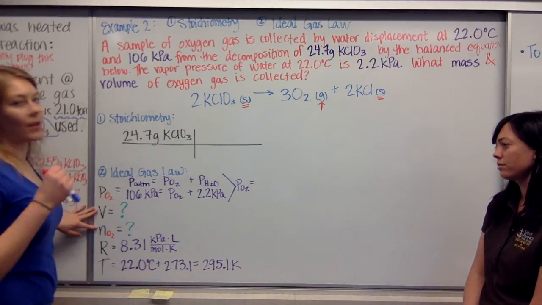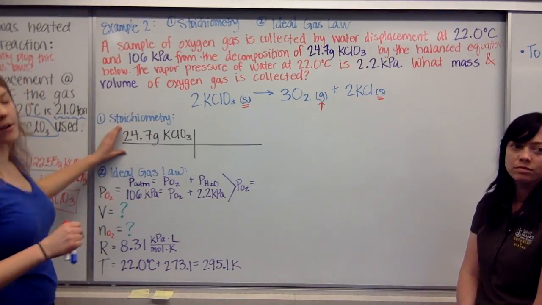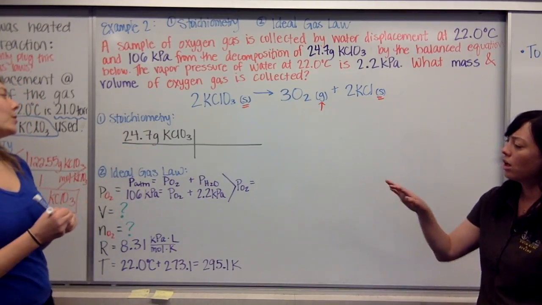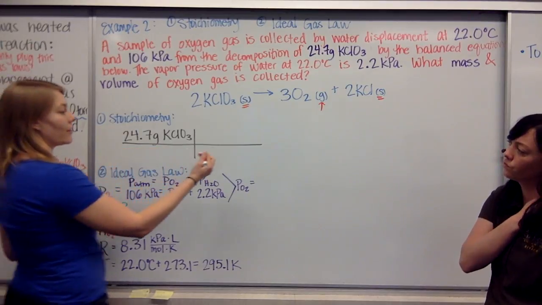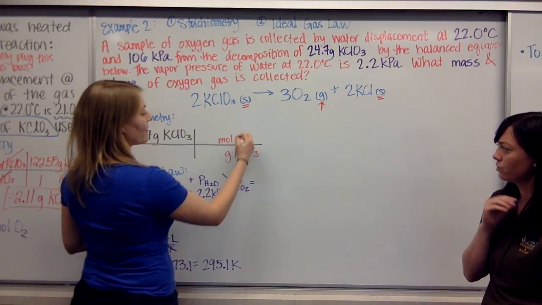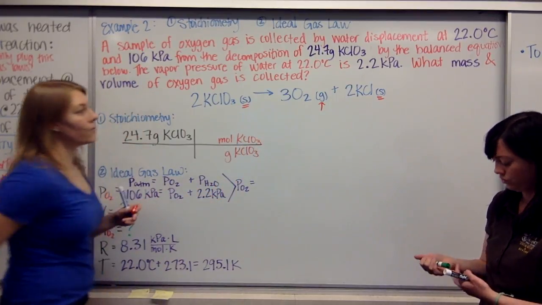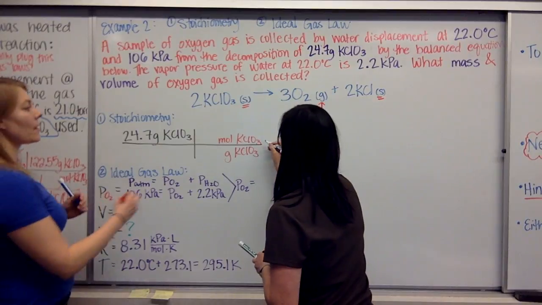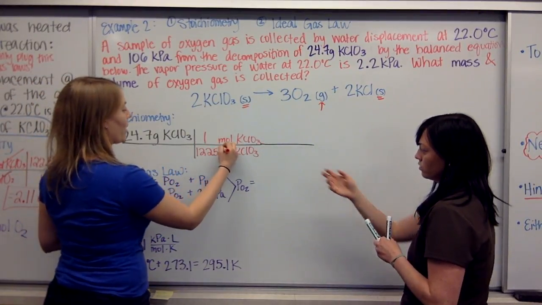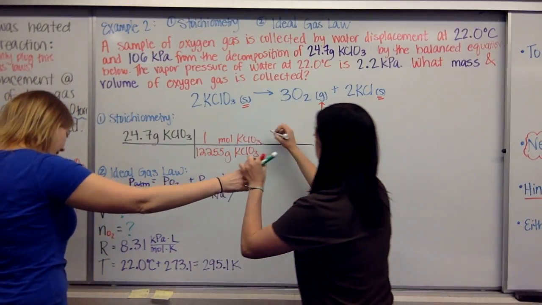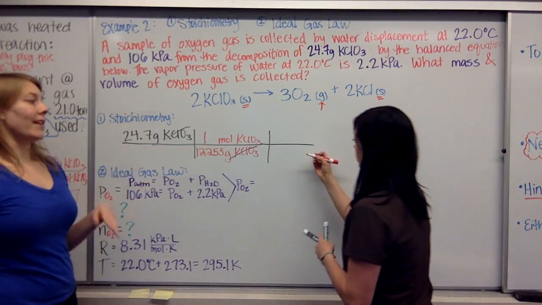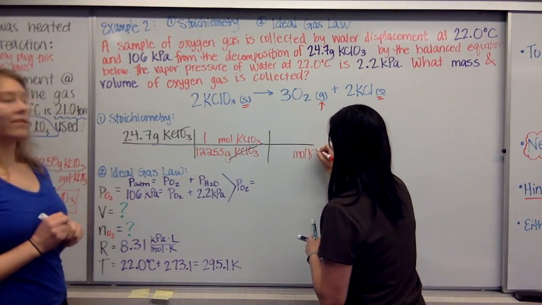That's what tells us that we cannot start with the ideal gas law. We have to start up here with stoichiometry, okay? So let's start up here. We have 24.7 grams of KClO3, so I need grams of KClO3 on bottom, and we're trying to get this into moles, because that's how we go from one substance to another. So, in 1 mole of KClO3, we figured this out in the last one, we have 122.55 grams of KClO3. All right, now that we're in moles of KClO3, we can get into moles of oxygen.